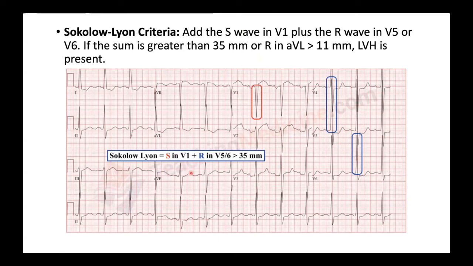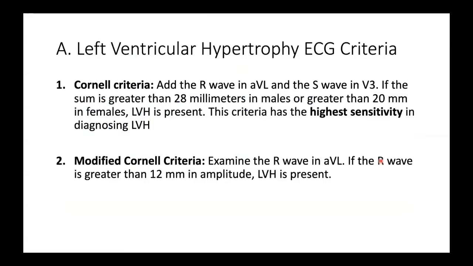Also, in Sokolow-Lyon, one lead you have to see is aVL. So if lead aVL is more than 11 mm, it can still tell that there is LVH. So one of these should hold true. So you can see that aVL is more, or S in V1 and R in V5 or V6 is more than 35. So Sokolow-Lyon doesn't have very high sensitivity or specificity. There should be a criteria which is highly sensitive, and there should be a criteria which is highly specific.